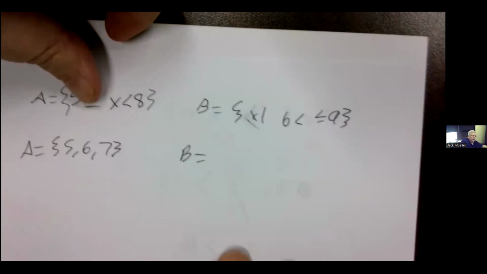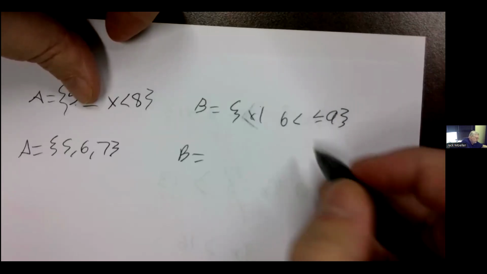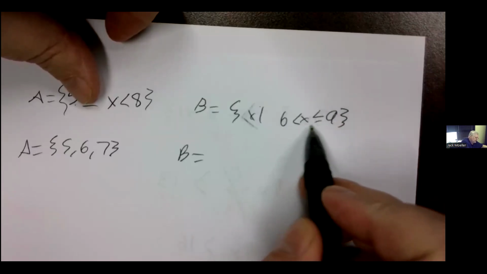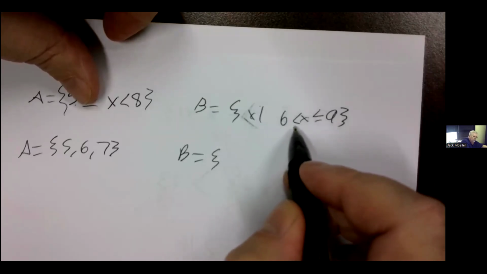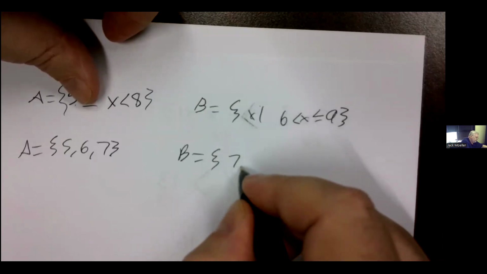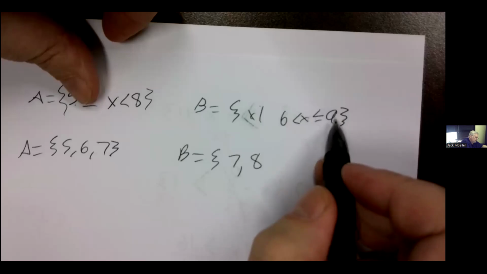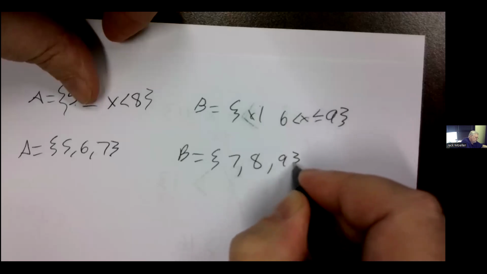B is the set X such that 6 is less than X, which is less or equal to 9. So if I write this out in roster form, there's no equal on the 6, so we're not including 6. It'd be 7, 8, and then we're equal on the 9.